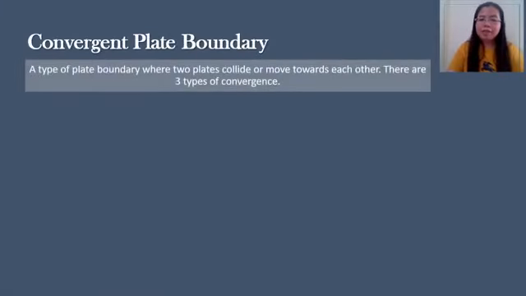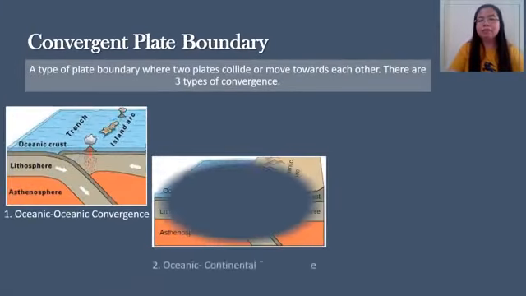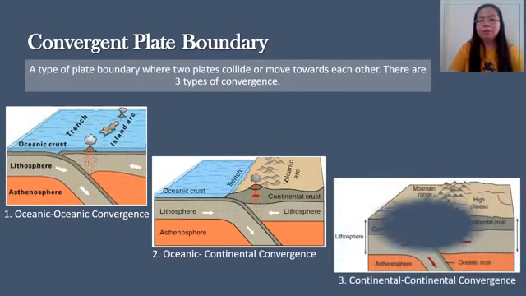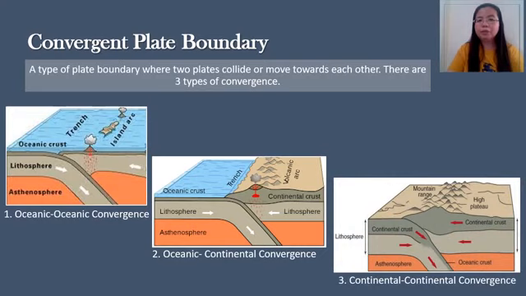The first type of plate boundary is the convergent plate boundary. The keyword here would be the word converge. This is the type of plate boundary where two plates converge. So what do we mean by converge? It simply means meet, collide, or move towards each other. This type of plate boundary has three subtypes.